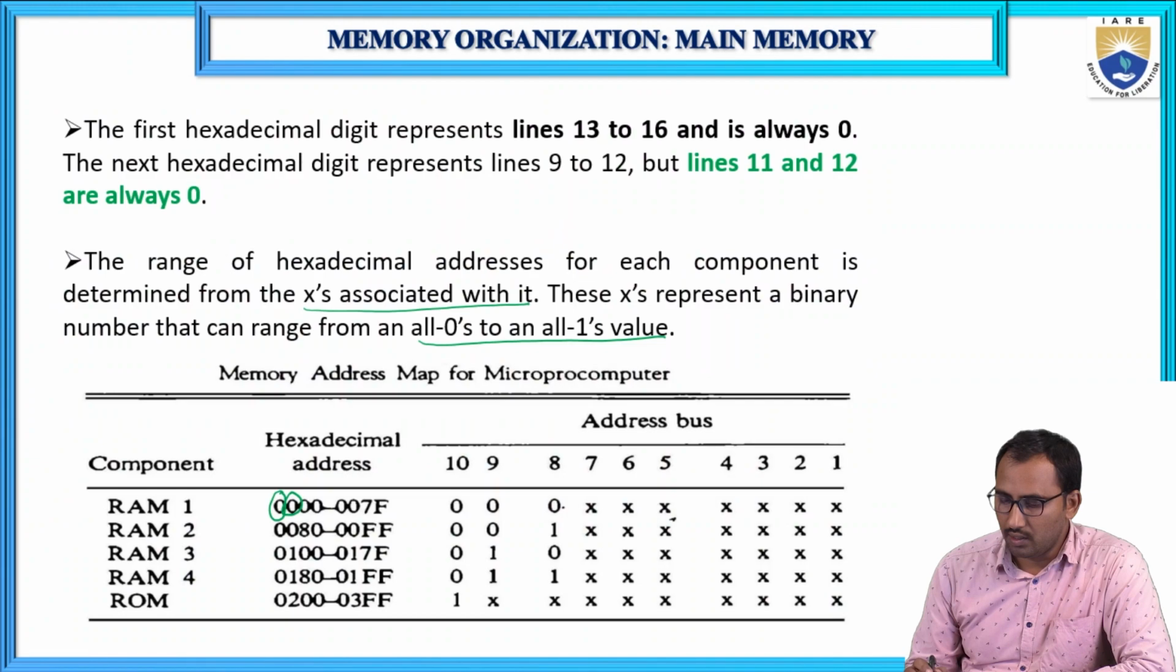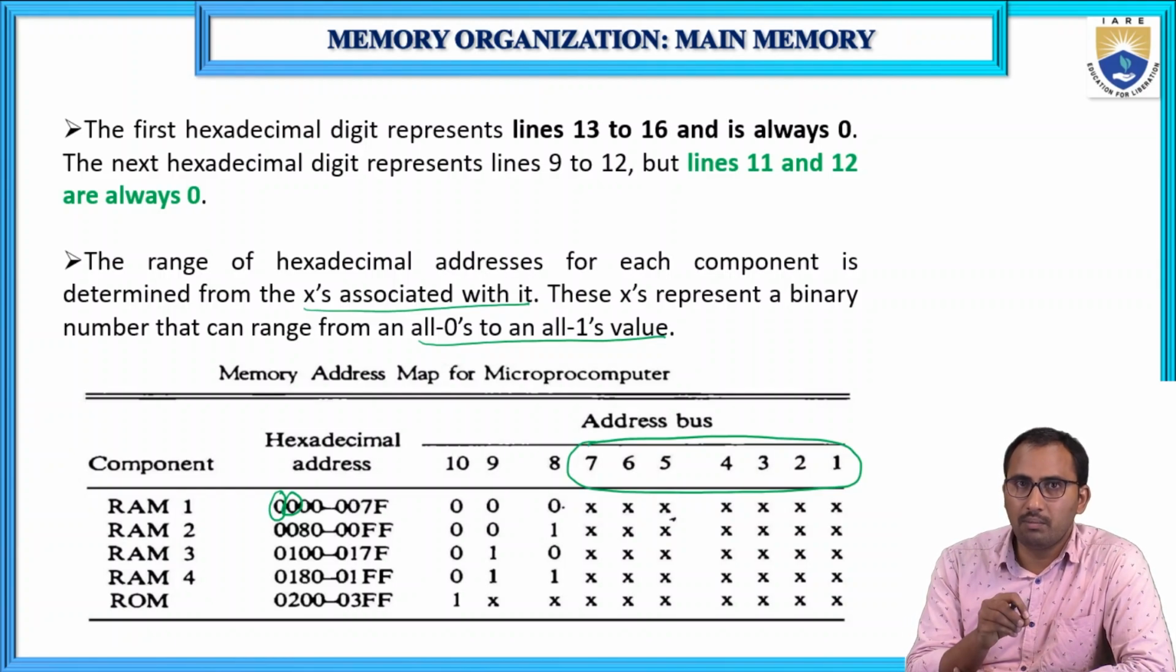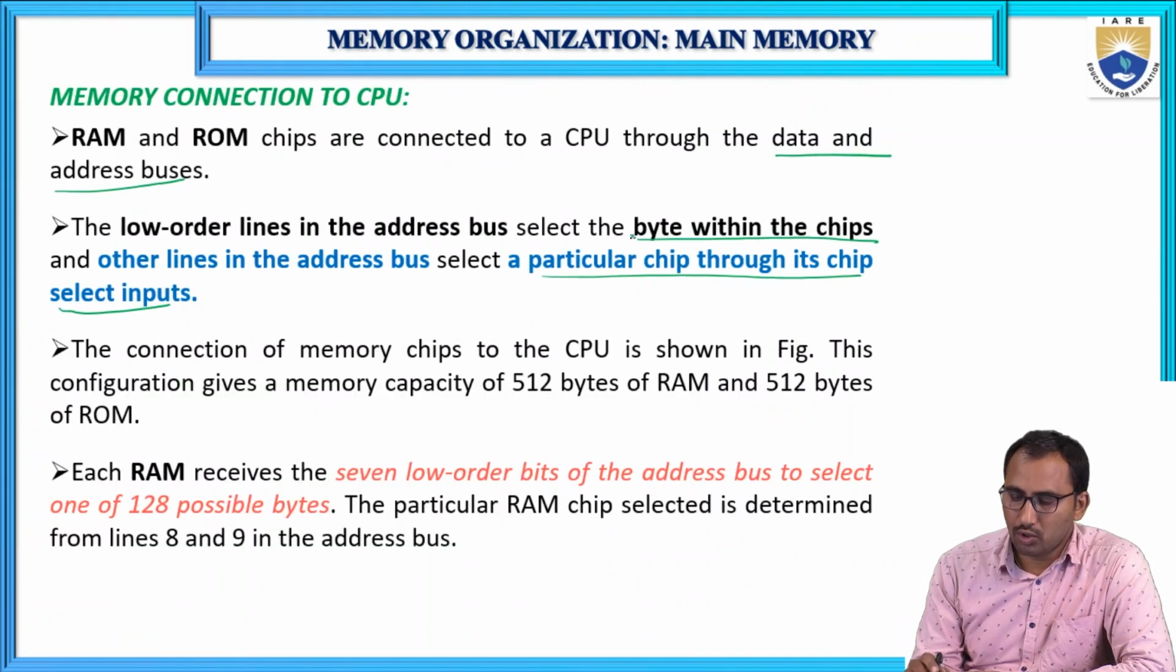So see here, these 1 to 7 are the lower order address lines. These lower order address lines are used to select that particular memory location, in order to select a byte within the chips. The remaining address lines are used for the selection purpose, in order to select that particular chip, or to decide whether we are selecting the RAM chip or ROM chip. So you can see here the connection of memory chips to the CPU.